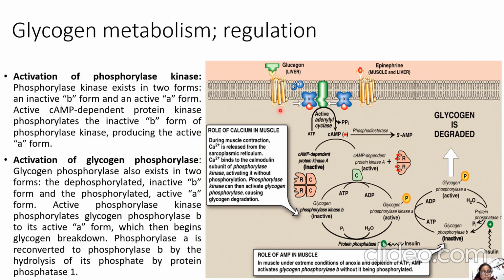Correct? So what is the role of AMP, adenosine monophosphate, in muscle? In muscle, under extreme conditions of anoxia and depletion of ADP, AMP activates glycogen phosphorylase B without it being phosphorylated. So if you can see over here, glycogen is finally degraded. Once the glycogen phosphorylase B is converted to glycogen phosphorylase A, inactive to active form, the glycogen is degraded.